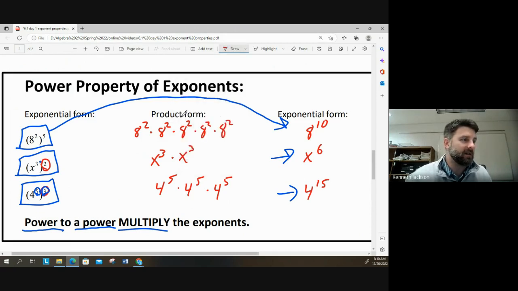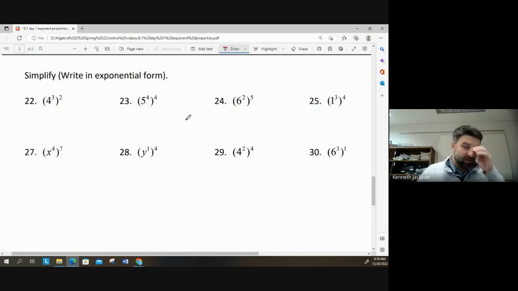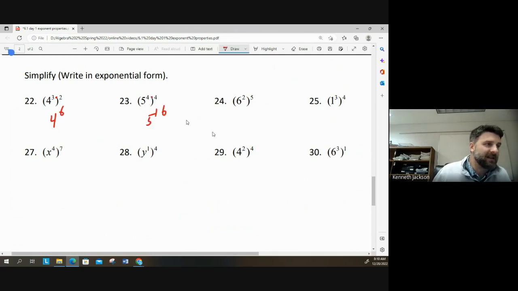So if I come down here and do a couple of examples, on number 22, again, I have a power raised to a power. I can multiply 4 to the 6th. A power raised to the power, I can multiply 5 to the 16th. A power raised to a power, 6 to the 10th. A power raised to the power, that's 1 to the 12th.